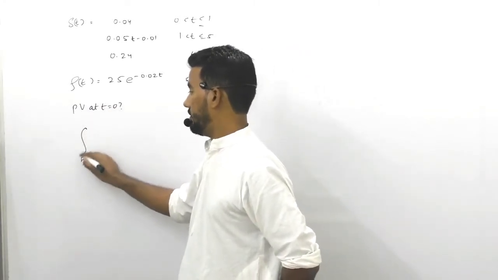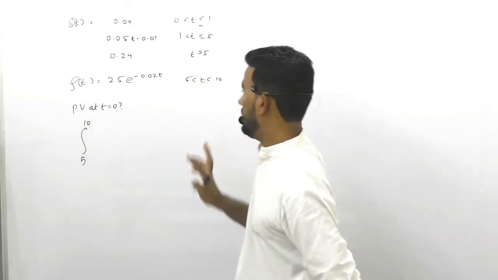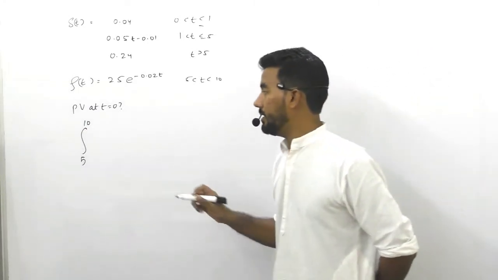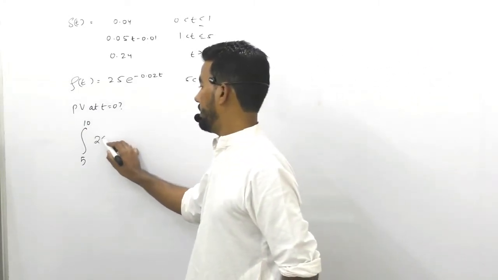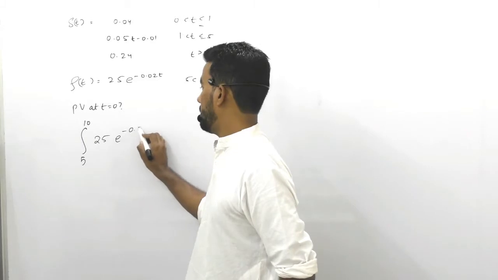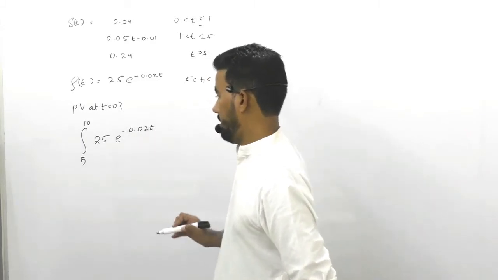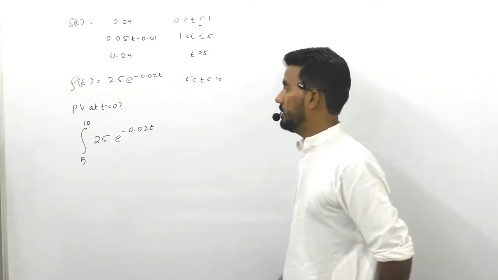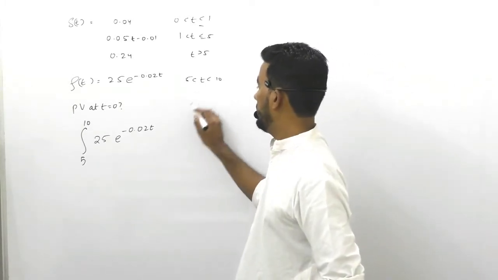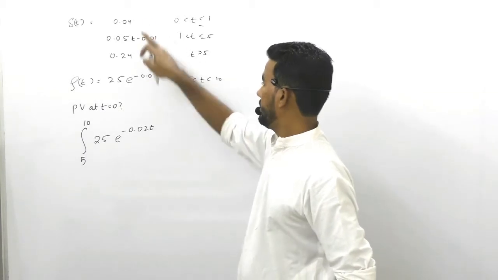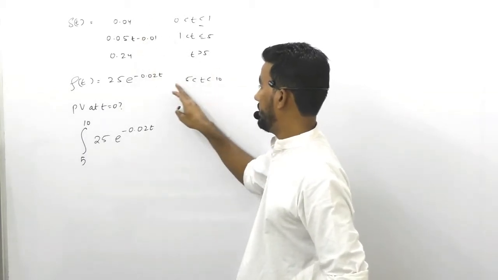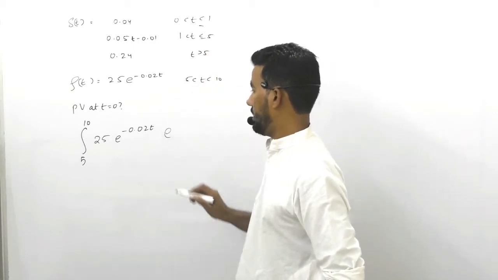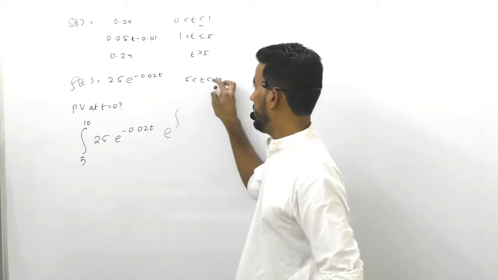So integration limits first of all should always be the range between which the payment is being made. And then you write the payment stream, 25 e raised to minus 0.02 t. So this is the first thing. Now after that, we need to discount it. There are three different rates of interest applicable between time 0 and 10. So we'll have to consider all of this. So always start from the highest one.